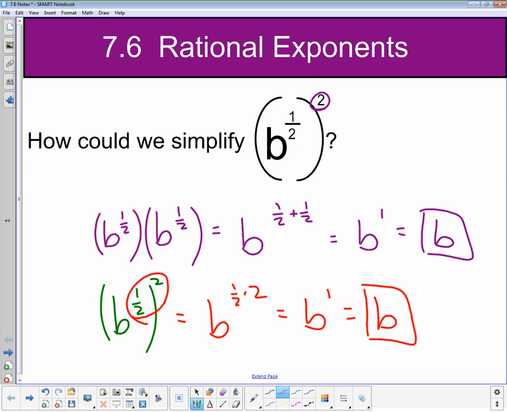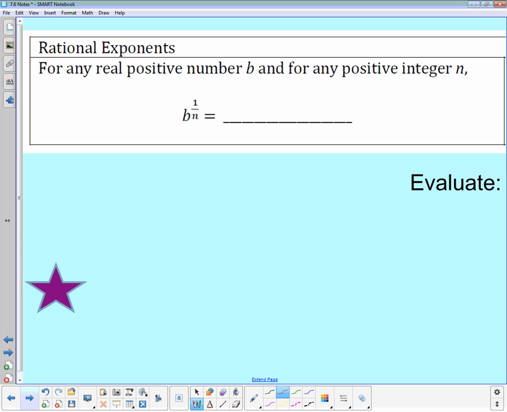Now here's how rational exponents turn into radical expressions. When we have a rational exponent, in other words, b to the 1 over n power, that means that this n ends up being the index of my radical. So I have an index of n, and underneath I have a b. Okay, so b to the 1 over n means that I took the nth root of b.